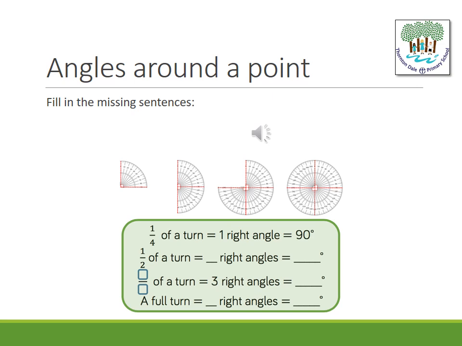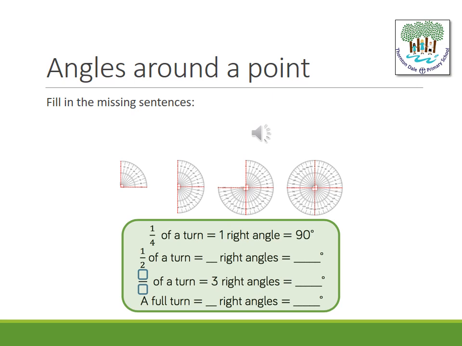So today we're going to focus on angles around a point, and there are some really important things that we need to know. Angles around a point is the same as one full turn. We know that a quarter of a turn is one right angle, which is 90 degrees. So what do we know about a half turn? How many right angles can we see there? That's two right angles, which is two lots of 90 degrees, so that makes 180.